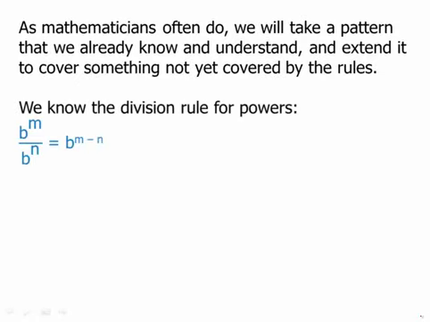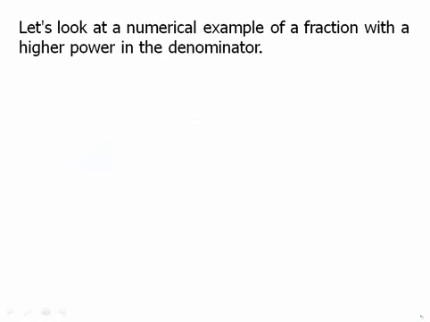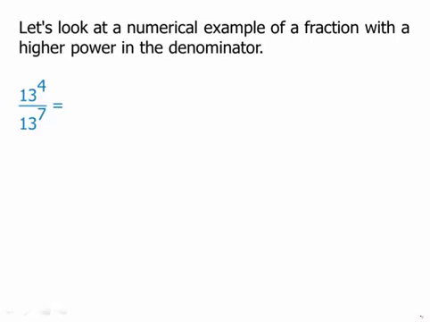This is something that happens in mathematics over and over again. In this particular case, we know the division rule for powers. That's something we've talked about in the previous video. We know that if we made the denominator exponent bigger and the numerator exponent smaller, then we would get a negative result for the subtraction, and that would give us a negative exponent. Let's look at a numerical example with a higher power in the denominator. So, for example, suppose we had 13 to the 4 divided by 13 to the 7.